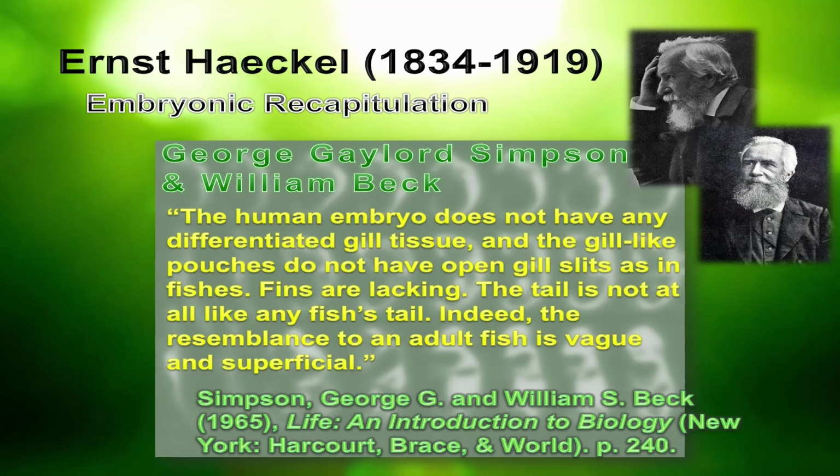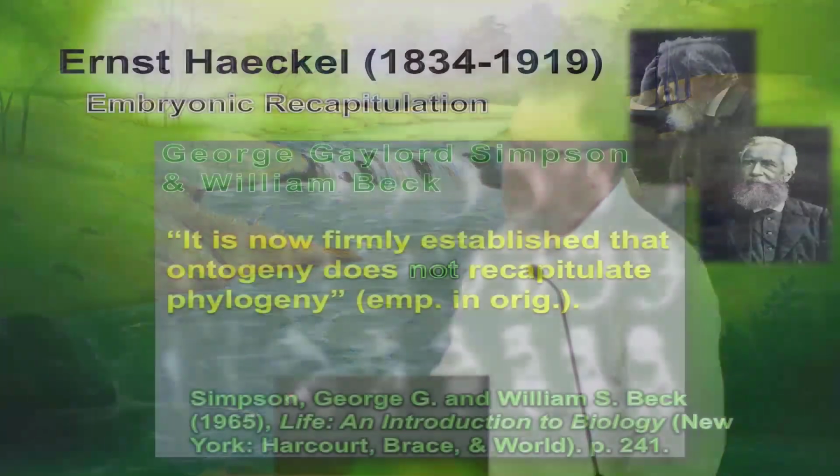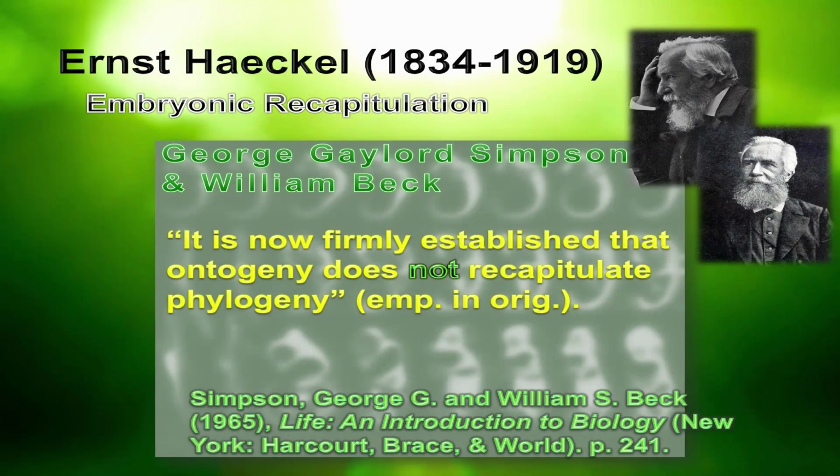The tail is not at all like any fish's tail. Indeed, the resemblance to an adult fish is vague and superficial. It just kind of vaguely looks like it, but it actually has nothing. It's not a fish. It's not an ancestor or something. So bottom line, as they went on to say, it is now firmly established that ontogeny does not recapitulate phylogeny. So according to leading evolutionists, Haeckel was wrong about that. Embryos don't mimic Darwinian evolution as they grow in the womb.